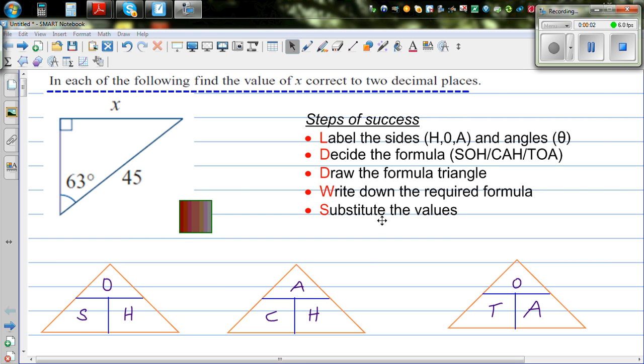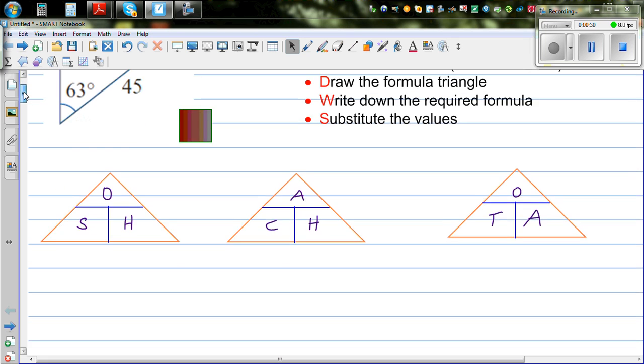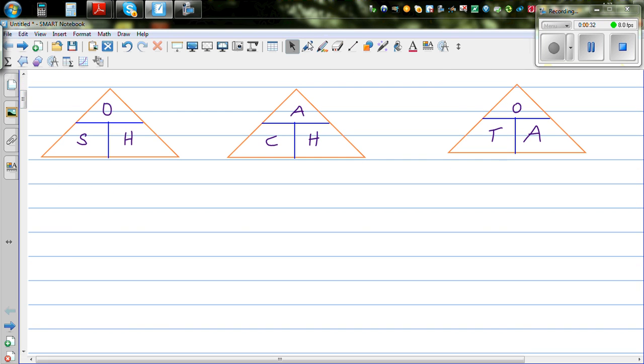In this video, I want to look at how to find the sides of a right angle triangle using a formula called SOHCAHTOA. I'll explain the steps of success later on. This is a well-known acronym for three formulas. This is SOH. SOH stands for sine of an angle. CAH, C-A-H, stands for cos, and this is TOA. So let us understand this formula, and we'll come to the example.